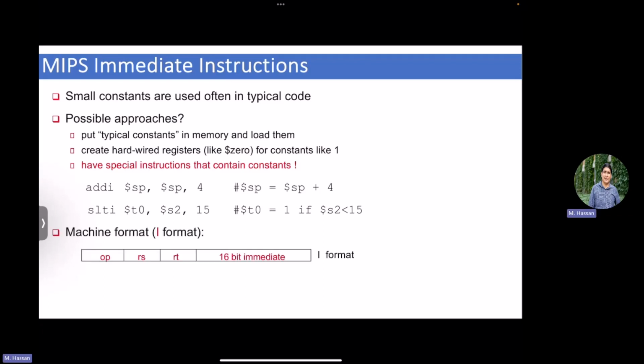Or, well, SLTI in MIPS is not in fact a shift, it's set if less than immediate. You are simply comparing S2 to 15, less than, then you set T0. So it's a very special instruction in MIPS. It's called set if less than, right? And we will come into that instruction later on. We use it in some interesting stuff.